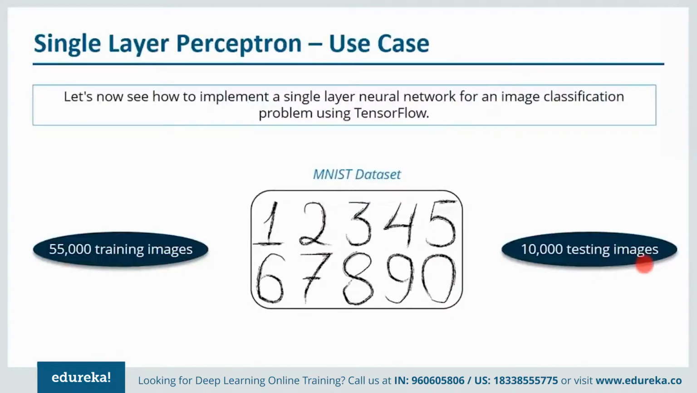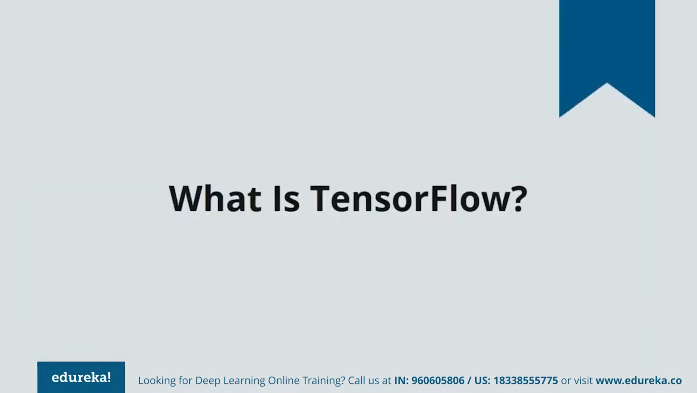And for all of this, we need to first understand what exactly TensorFlow is. So let us move forward, guys, and we'll understand TensorFlow, and then we are going to implement all these things that we have discussed, that is the AND gate, the OR gate, and the MNIST dataset that I'm talking about. So let's move forward, guys, and understand what exactly TensorFlow is.